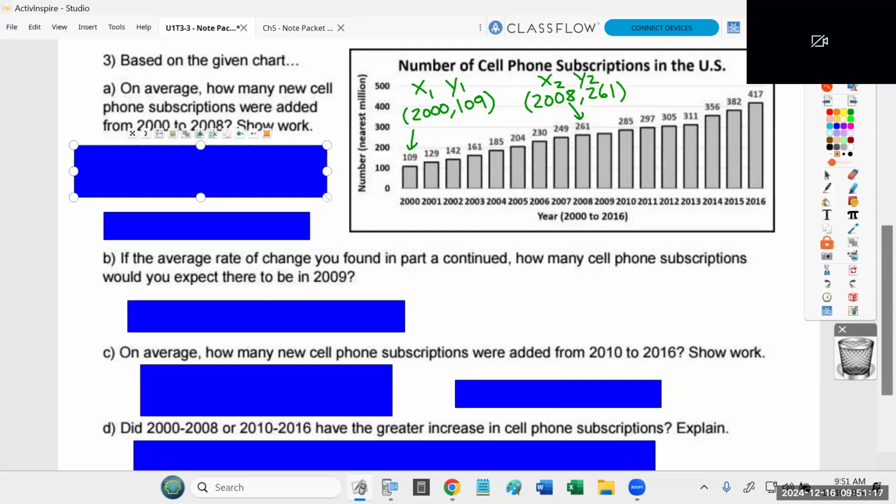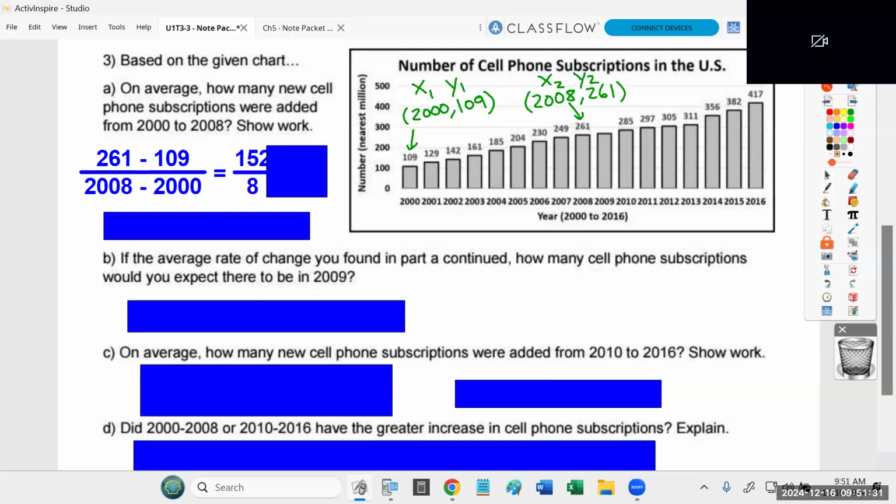Again, on the top, you have the difference of the Y values. So it's 261 minus 109 goes on the top. On the bottom, it's 2008 minus 2000, which is a difference of 8 years. So you end up with 152 divided by 8. And if you do 152 divided by 8, you get 19. Now, what's important is not only can you calculate that slope, but remember, I said this was a context problem. You have to understand what that 19 actually represents in this context. Okay? You good?